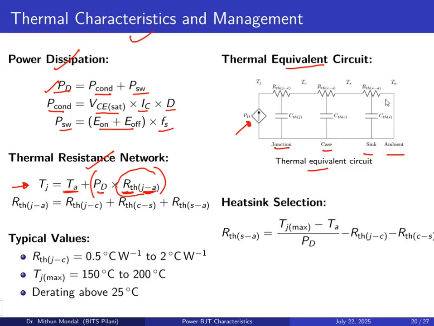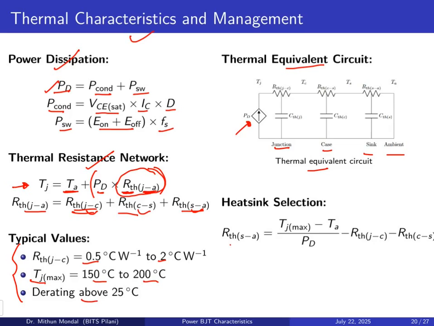RTHJA, junction to ambient, is calculated as the summation of three terms: junction to case, case to sink, and sink to ambient. The typical value of RTH junction to case is in the range of 0.5 to 2 degrees centigrade per watt. Tj maximum will be 150 to 200 degrees centigrade, and this will derate above 25 degrees centigrade.